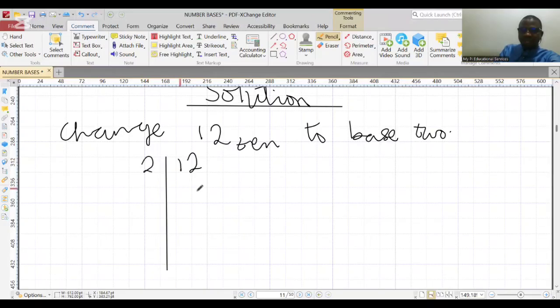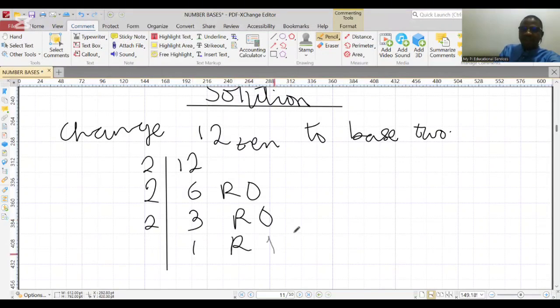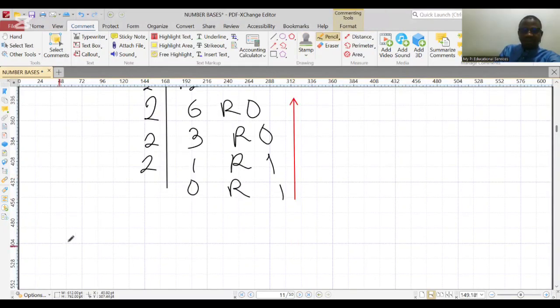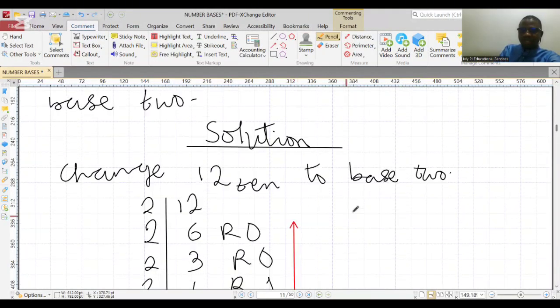12 divided by 2 will give you 6, and the remainder is 0. 6 divided by 2 will give you 3, and the remainder is also 0. 3 divided by 2 will give you 1, with a remainder of 1. And finally, 1 divided by 2 will be 0, and we have a remainder of 1. So you take your digits from the bottom to the top, and that will give you 1100 base 2.